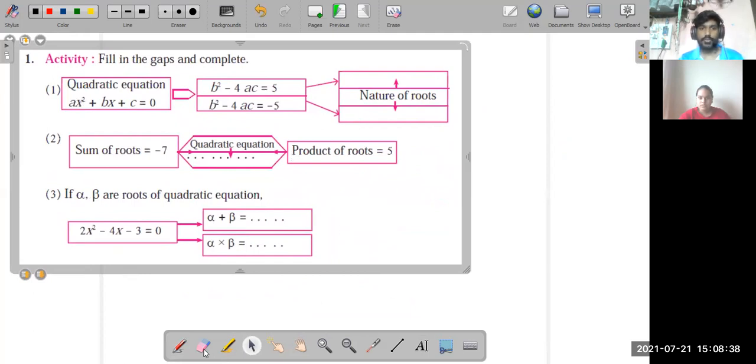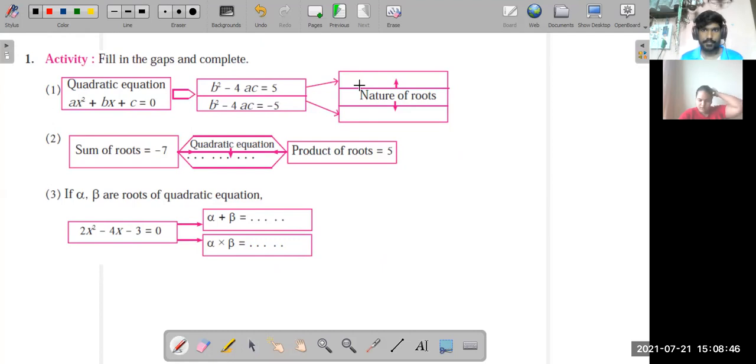Nature of roots. First one is real, the one which is up. Real and unequal? No, I did not write unequal or equal, I just wrote real. Okay. And the one down is not real, because the one above is positive and the one down is negative.